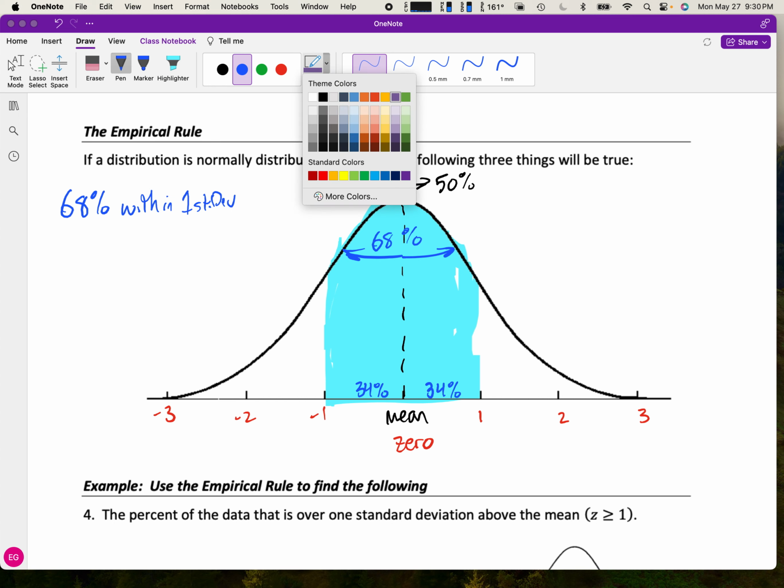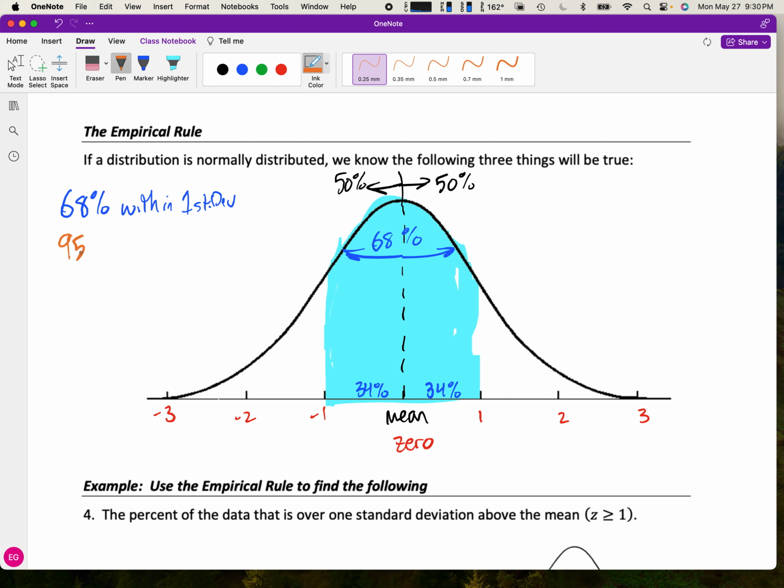All right, next what we got is 95% of all data is within 2 standard deviations of the mean.